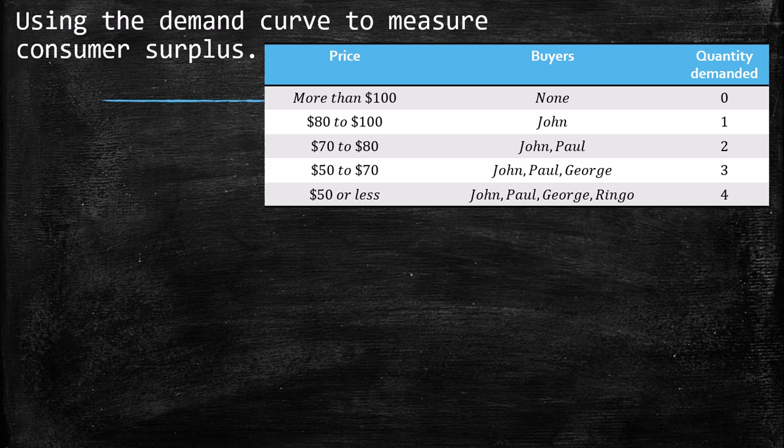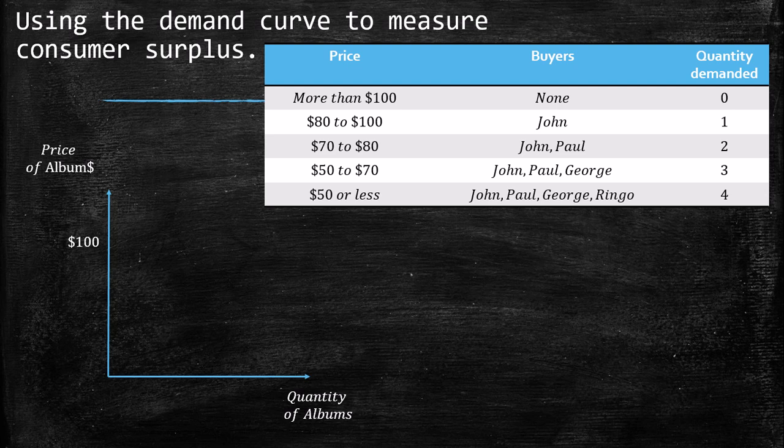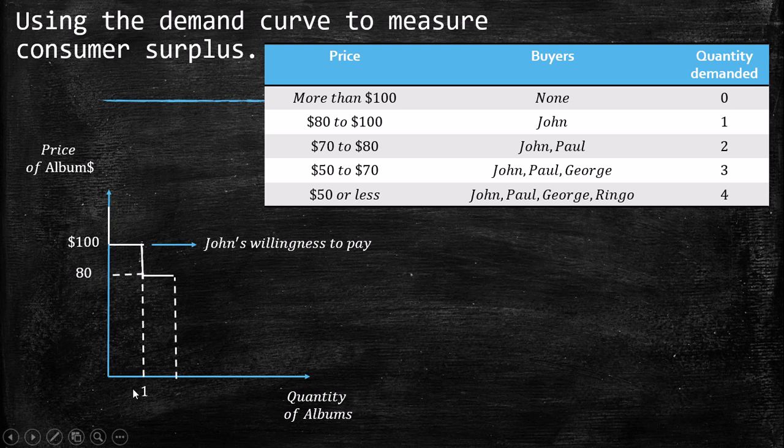If you see, there is a law of demand here. When the price is higher, the quantity demanded is lower. So we can represent a demand curve for these four guys. The first thing is about 100. If you see this line here, when the price is more than 100, the quantity of albums will be 0. When the price is 80, which is below John's willingness to pay of 100, there is going to be 1 demanded, which is John.